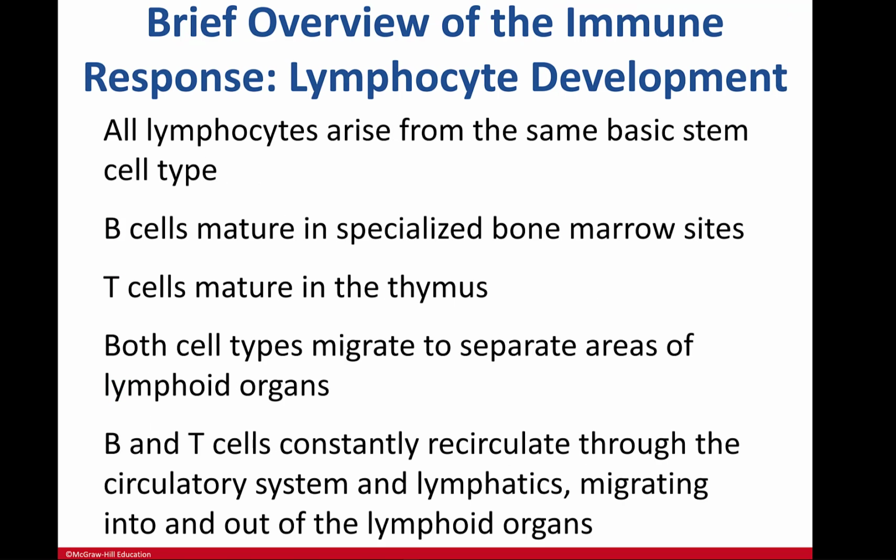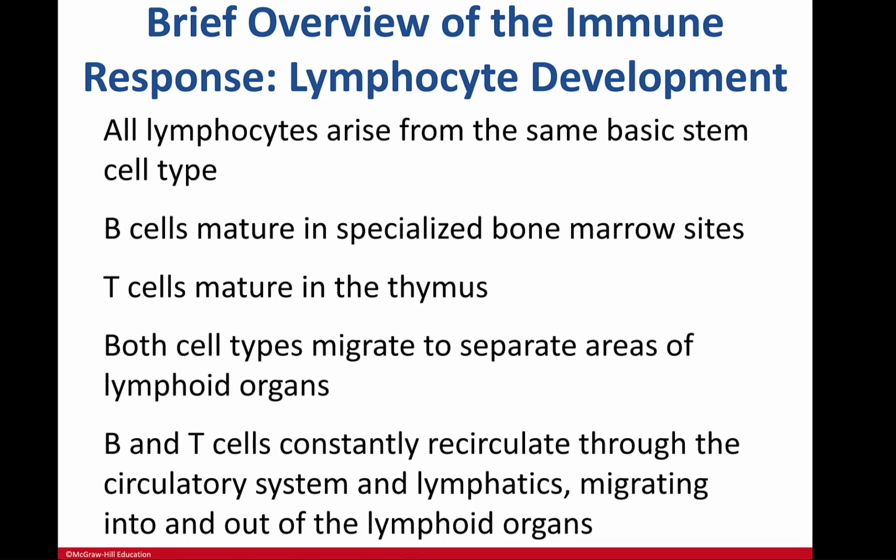So the immune response, all lymphocytes arise from the same basic stem cells. Stem cells are types of cells that have the keys to all the aspects of the genome, so they can turn on whatever gene processes they want, and they can be any cell that they want. And it's nice. It's why there's always a push for stem cells, because those are the important, amazing cells of the body. B cells mature in specialized bone marrow sites. T cells mature in the thymus.